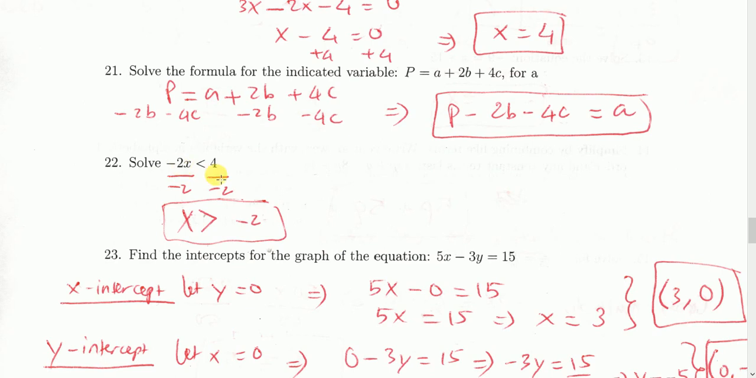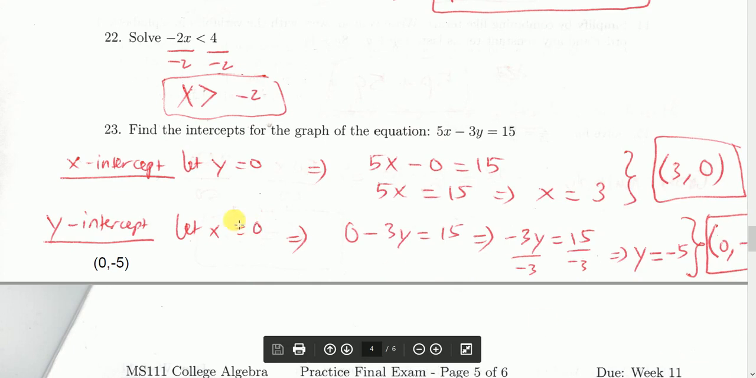22. Solve minus 2x less than 4. In order to solve for x, we have to divide by minus 2 on both sides to get rid of minus 2. If we divide by a negative number, we switch the inequality sign. So 4 divided by minus 2 gives you minus 2, and then switch the sign.